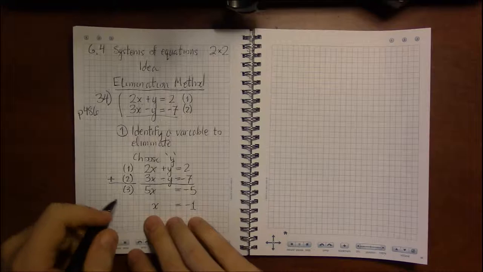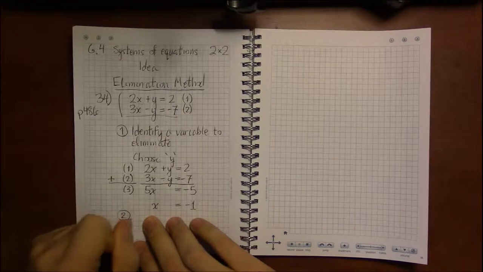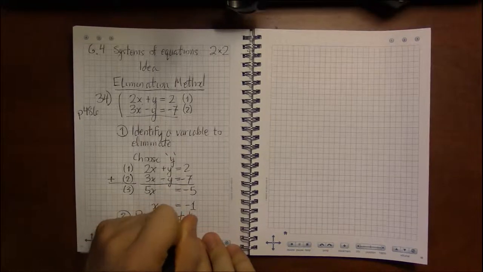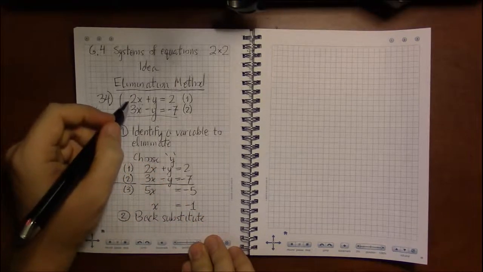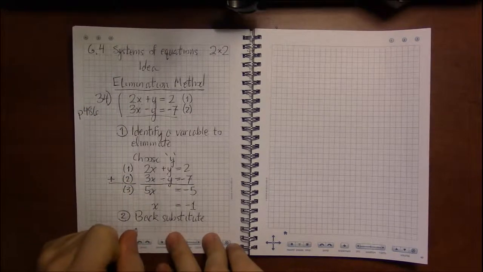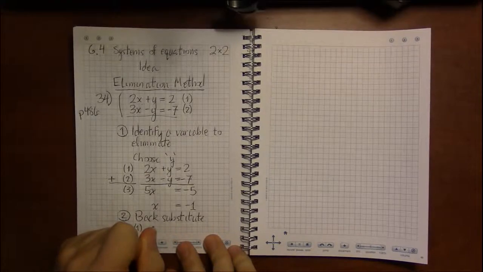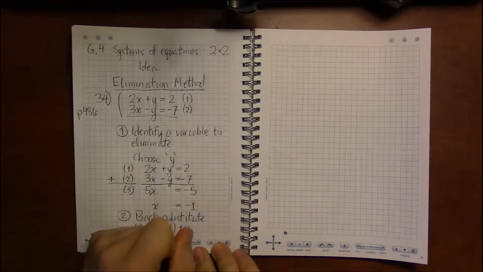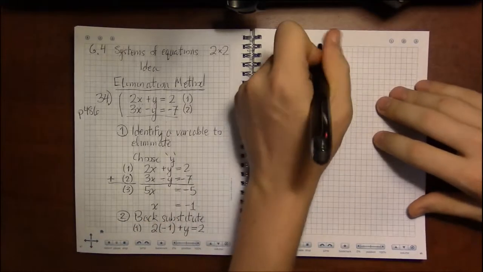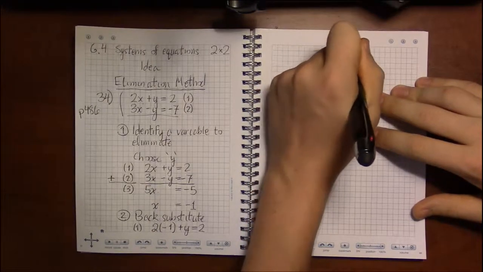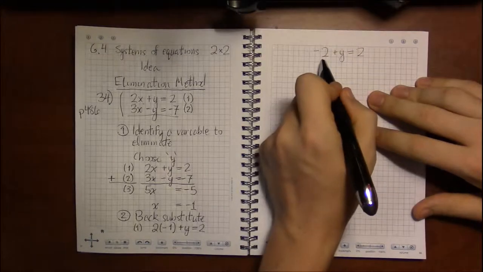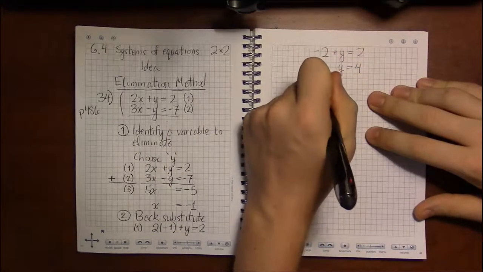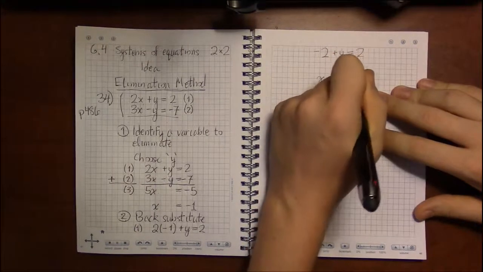And once we have an answer here, we can back substitute again in, this time, either one of the original two equations to find out what y is. So if, say, we plug into equation 1, for example, 2 times minus 1, because we now know x is minus 1, plus y equals 2. Well, that's saying that minus 2 plus y equals 2. We'll have to add 2 to both sides to find what we already knew from the previous video, that y is equal to 4.